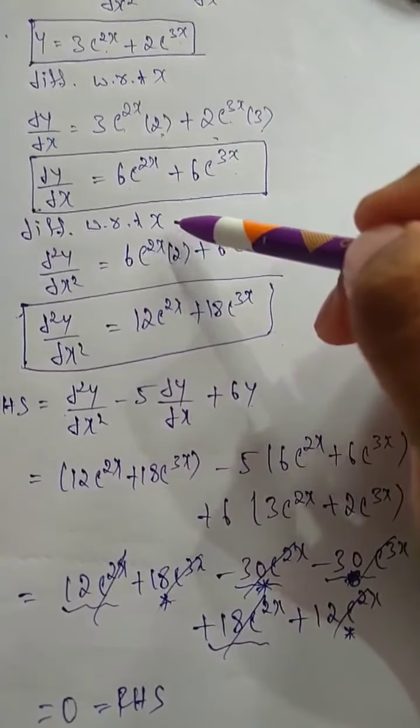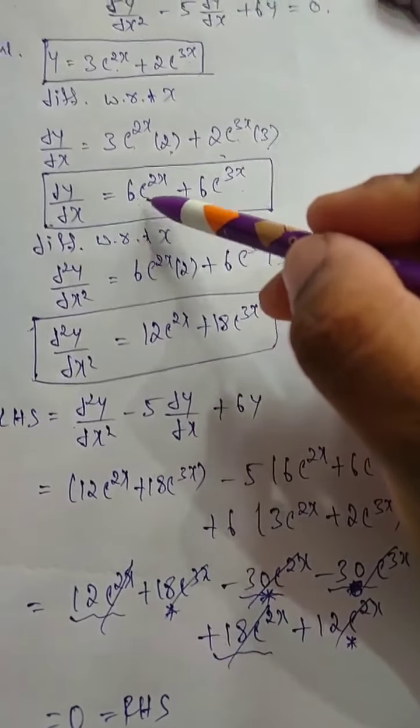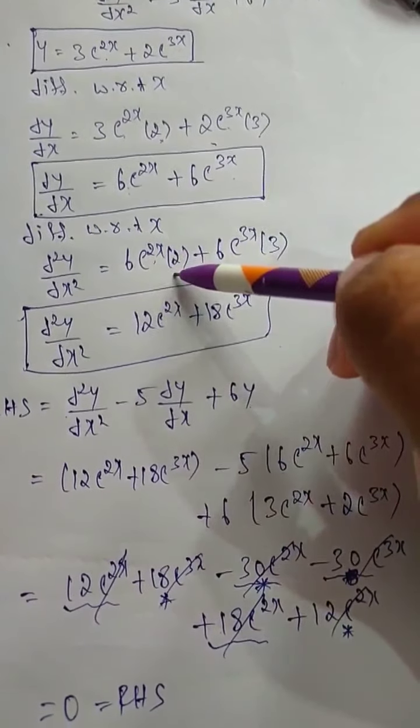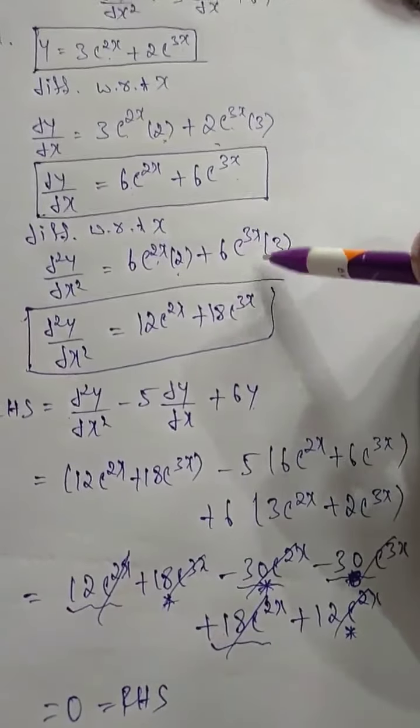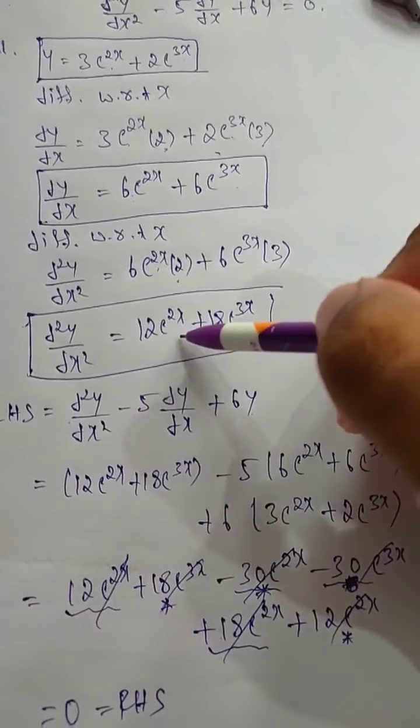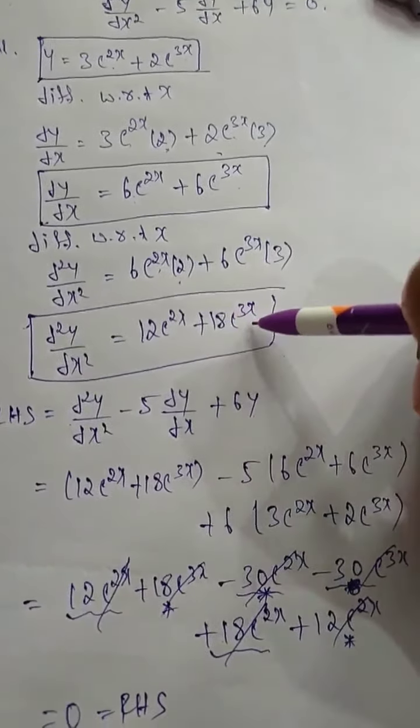Differentiate with respect to x again. Here 6 is a constant. The differentiation of e to the power of 2x is e to the power of 2x into 2. Here 6 is a constant. The differentiation of e to the power of 3x is e to the power of 3x into 3. 6 twos are 12 e to the power of 2x, 6 threes are 18 e to the power of 3x.